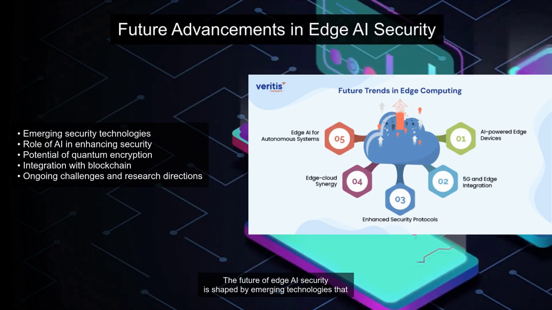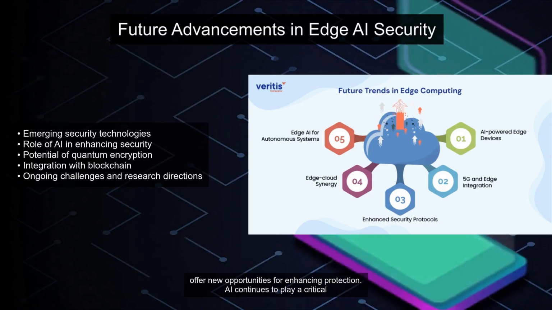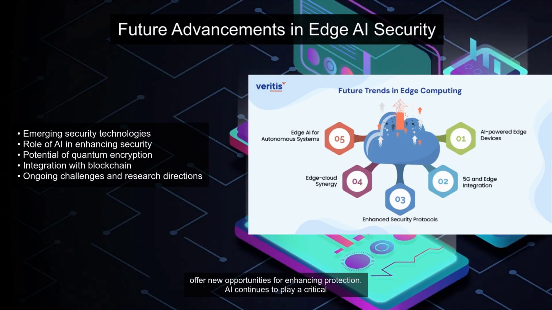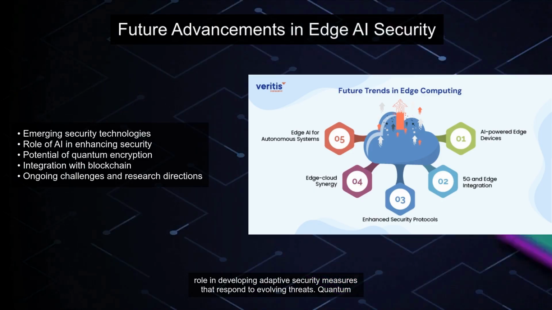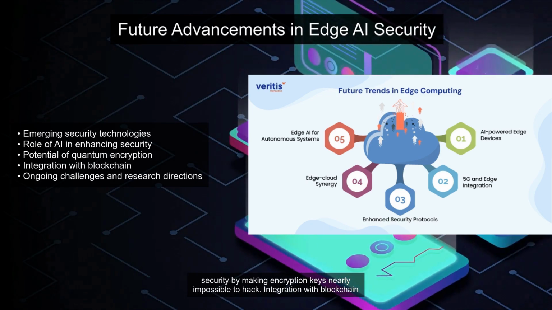The future of edge AI security is shaped by emerging technologies that offer new opportunities for enhancing protection. AI continues to play a critical role in developing adaptive security measures that respond to evolving threats. Quantum encryption, leveraging the principles of quantum mechanics, promises unprecedented levels of data security by making encryption keys nearly impossible to hack.